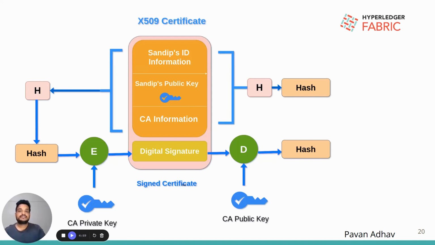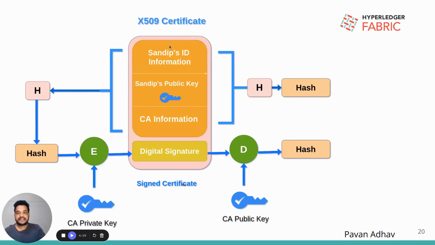He will initiate the CSR, and when the certificate authority gets the request, it will put this information at the top of the certificate: ID information, his public key, and CA information. In the actual case, when I as a user initiate the CSR, I will create my own public key and private key. I will include only the public key inside the CSR and send the request to the certificate authority.